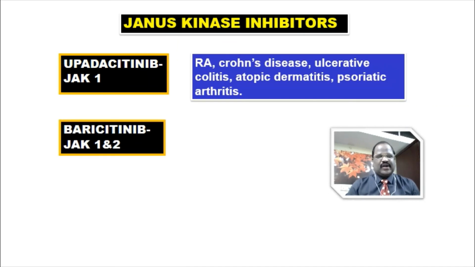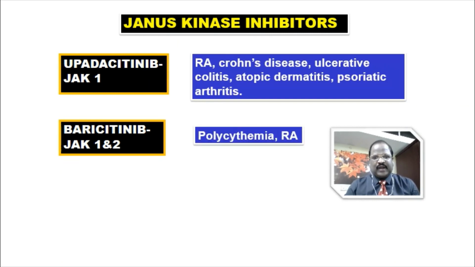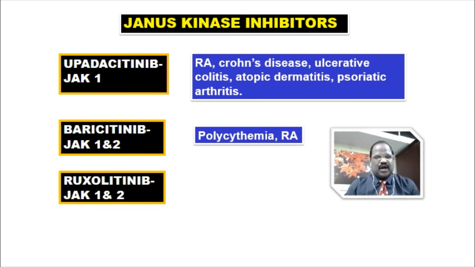Whereas we have one drug called BARI, baricitinib. Baricitinib is a Janus kinase 1 and 2 inhibitor. This drug is useful for treatment of polycythemia as well as rheumatoid arthritis. Another drug called RUXO, ruxolitinib. Ruxolitinib is a Janus kinase 1 and 2 inhibitor useful for treatment of myelofibrosis.